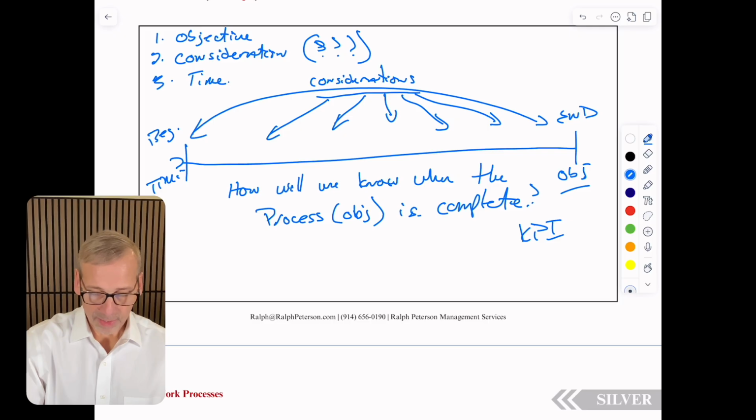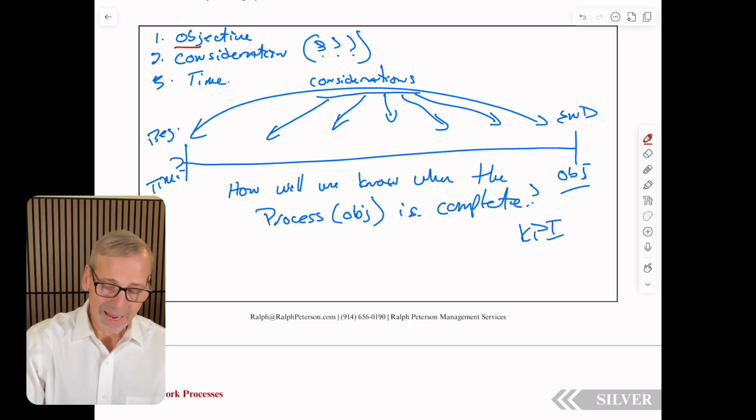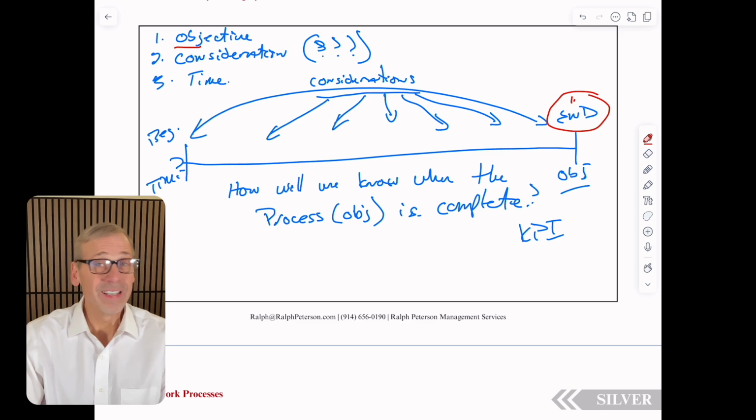So to begin, once again, let me go through it one more time. I'll change the color of my pen just so I can highlight, as you can see. We start with the end in mind. This is number one. It's the objective, also known as the need.